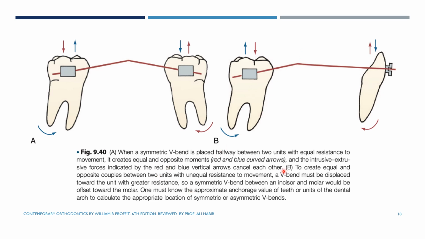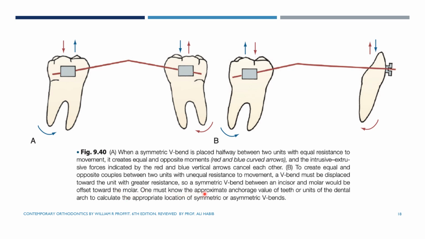Let's read here what happened in B. To create equal and opposite couples between two units with unequal resistance to movement, like the molars and the incisor, a V-bend must be displaced toward the unit with greater resistance. So it's not in the middle, it has to come closer to the unit that has more resistance. So the V-bend between incisor and molar would be displaced toward the molar.